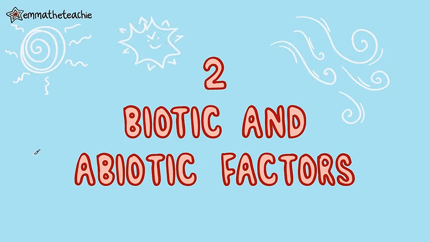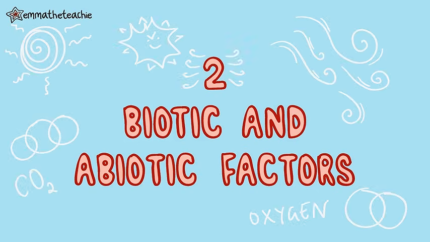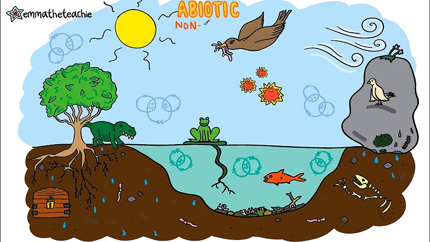2. Biotic and abiotic factors. Abiotic factors are the non-living factors which can affect a community. There are lots in this diagram. I want you to take a moment to pause the video and see how many you can spot. Ready?